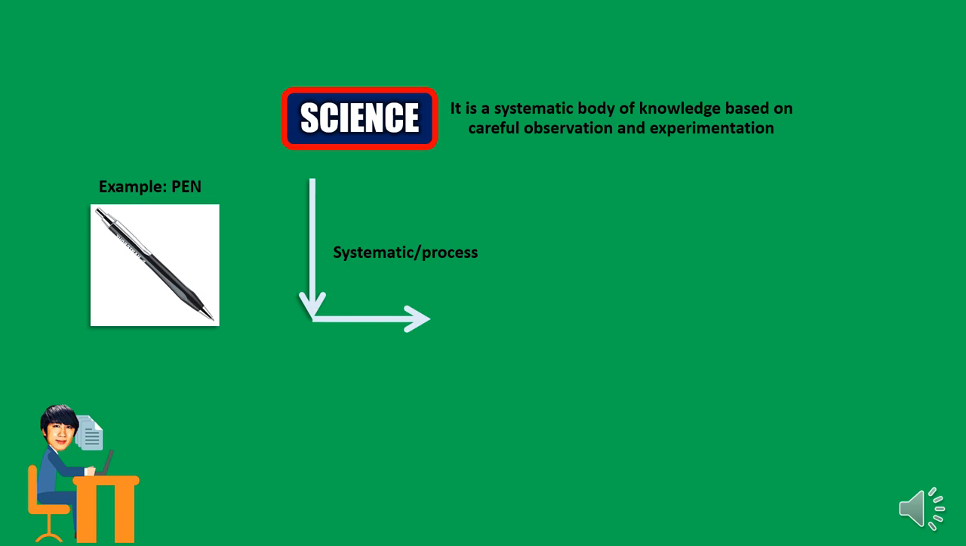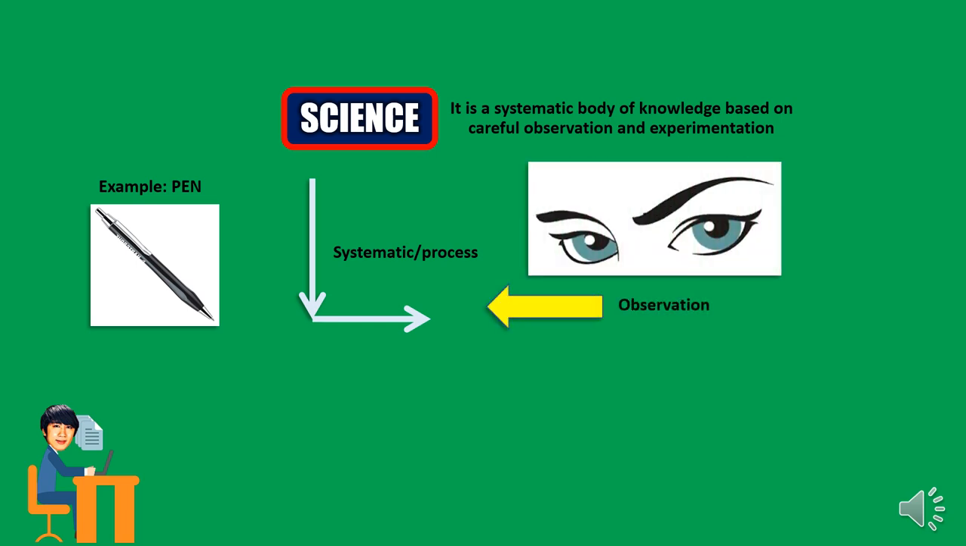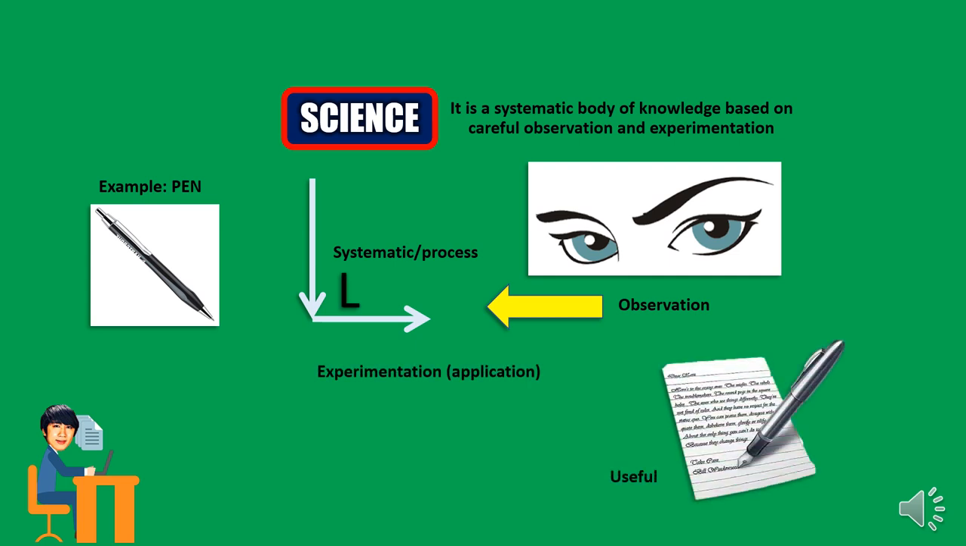It has process. Yes. Do we observe it using our senses, which pertains to observation, such as sense of sight? Yes. Do we have experimentation or actual application? Yes. If it is useful in our daily lives, it becomes proven knowledge. Pen is used for writing for us to be able to communicate with one another. Then if it becomes useful in our daily lives, it becomes proven knowledge. Therefore, pen is a science.